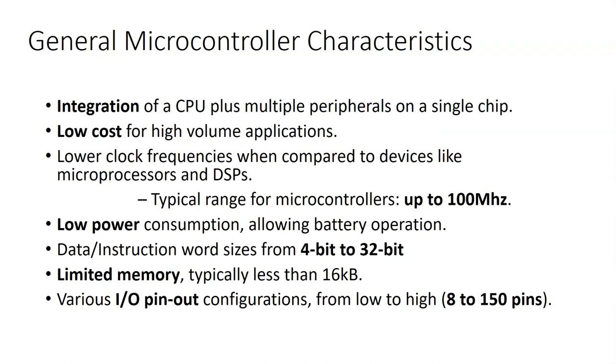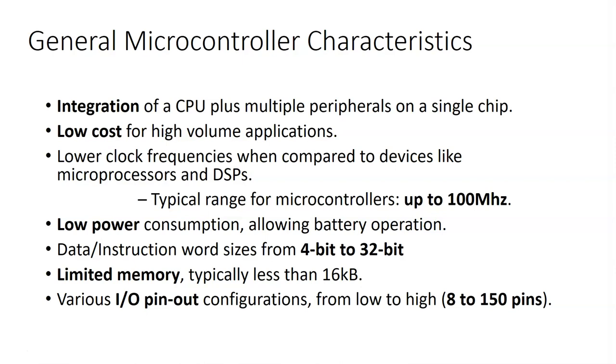Okay, so in general then, some important microcontroller characteristics for these embedded systems is the fact that they're usually integrated. So in addition to a general purpose processor, they also have several different types of peripherals or hardware that does specific types of tasks like timers and communication interfaces and encryption and so forth, actually on the same chip. These microcontrollers are also typically low cost given they have to be typically used in a large volume of applications. They typically have lower clock frequencies compared to other processors that you've probably worked with. So for microcontrollers, the typical range is maybe up to 100 megahertz.